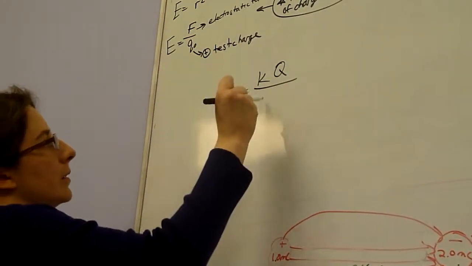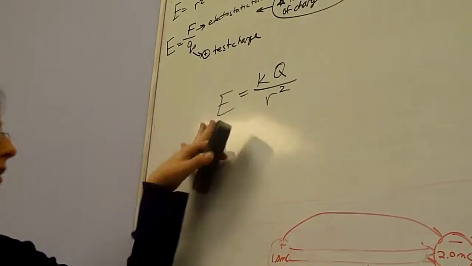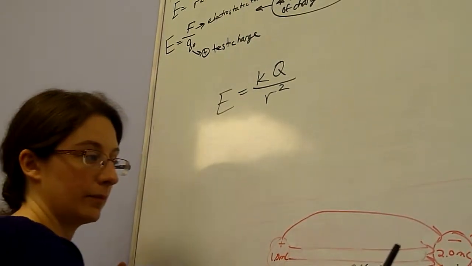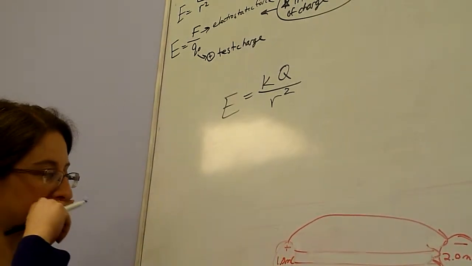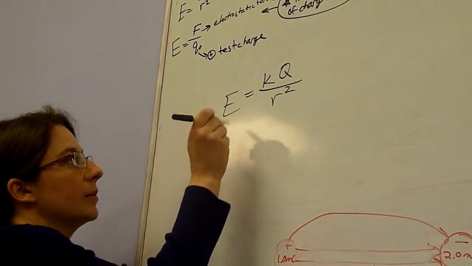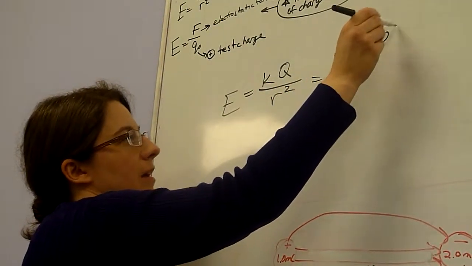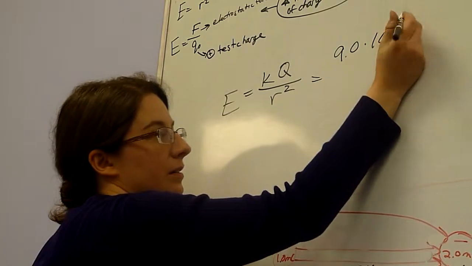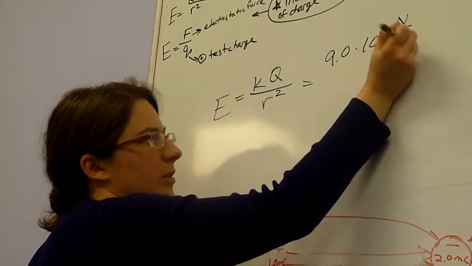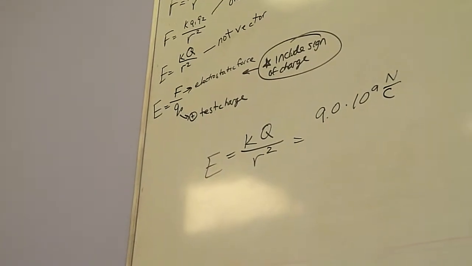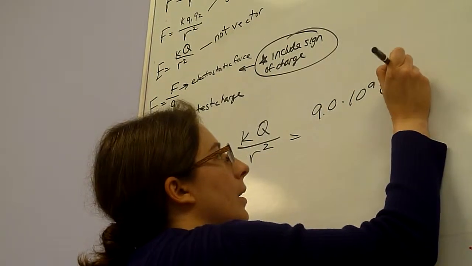Over R squared. Okay, we have to find E for both this and this, since it's a halfway point. Okay, so we're going to go with K, which is 9 times 10 to the 9th. Unit Newton per Coulomb. Am I right? Somebody help me. Josh, pay attention. Newton meter squared per Coulomb squared.